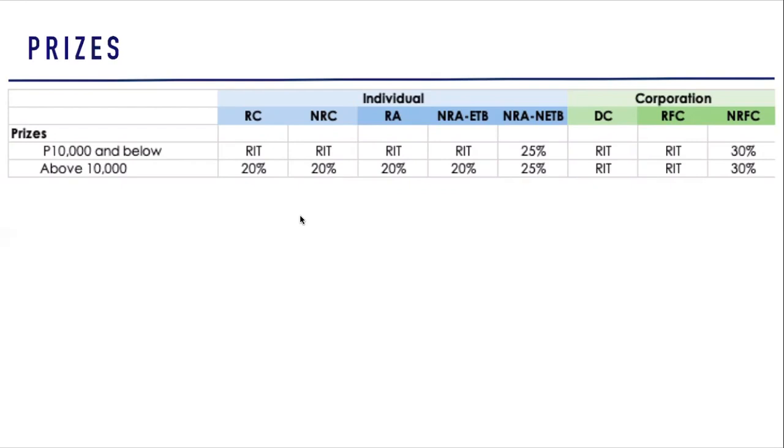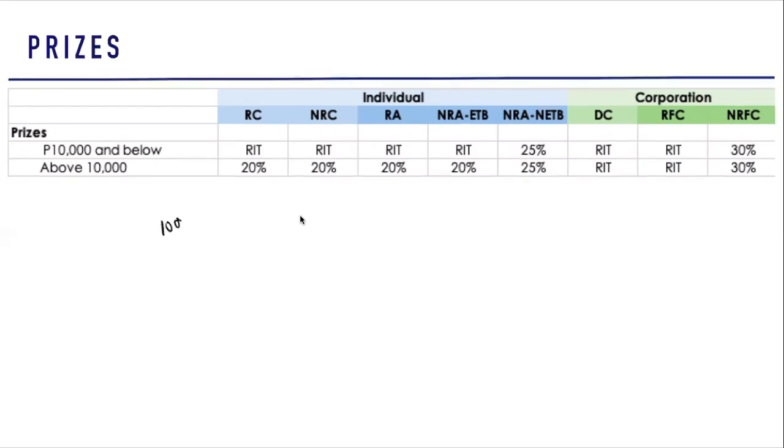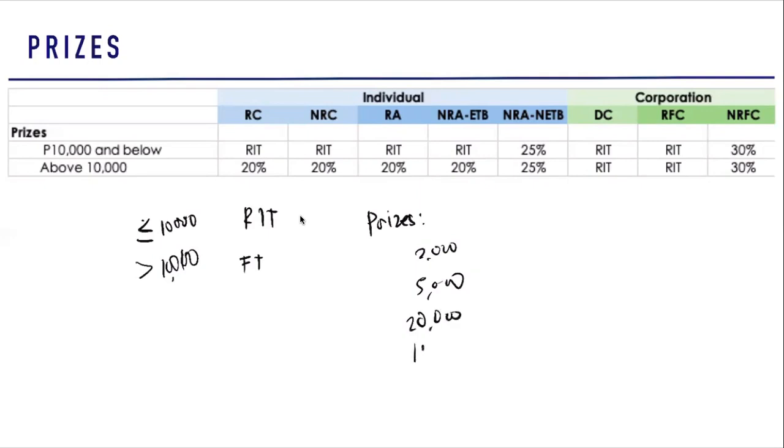So here we look at the prices. If the price is less than or equal to 10,000, it is subject to RIT. If it's more than 10,000, it is subject to final tax. So let's say here are your different prices: 2,000, 5,000, 20,000 and 100,000. How do we tax that? We tax that per price. So this is RIT, this is RIT, this is final tax, this is final tax.